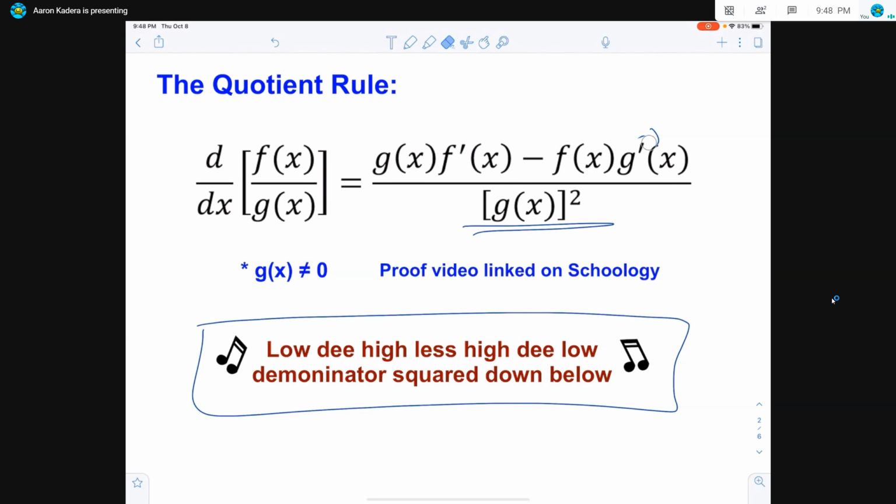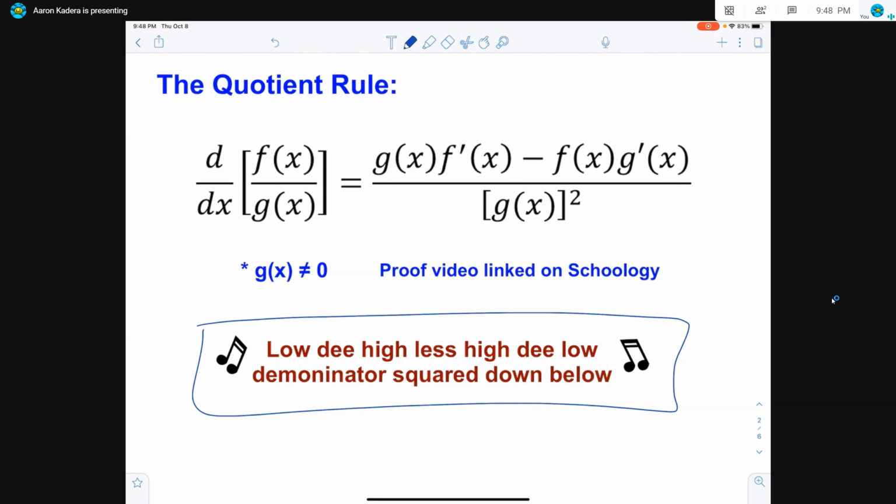I think there's a jingle to go along with it, but I don't need you to sing in class or anything like that while you're doing it. You may if that floats your boat, but it's a little mnemonic to help you memorize exactly which term goes where and what you're taking the derivative of in each term.